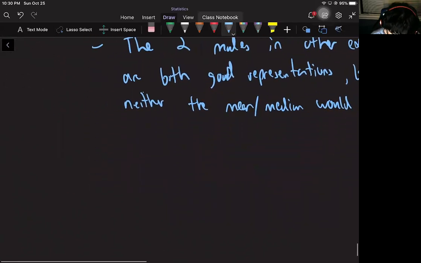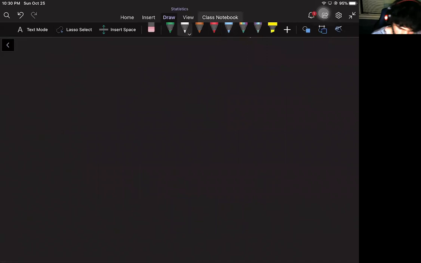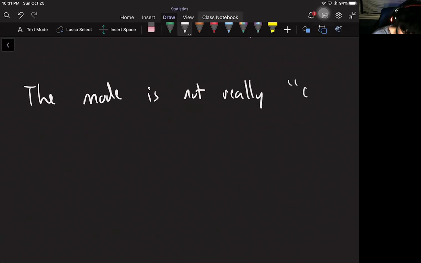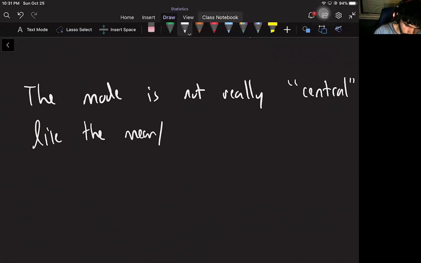Okay, so then to summarize how the mode is central, well, it's not really central the same way that the other 2 are. So the mode is, even though it's in this section called measures of central tendency, not really central like the mean and the median. It just sort of fits in this section, so that's why. But the point is we don't use it often for that reason.